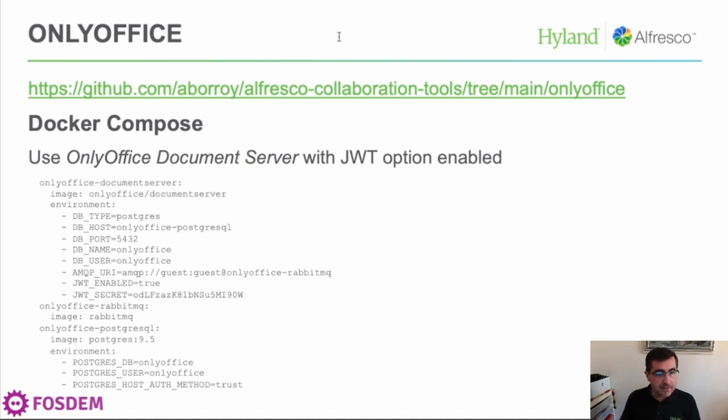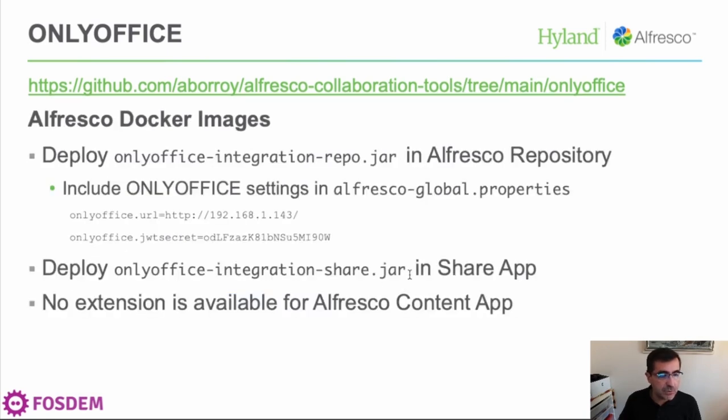The deployment provided, again, on the Alfresco Collaboration Tools project with the OnlyOffice folder, is just using the OnlyOffice document server, but with the JWT option enabled, because we are using the latest version of the document server, so we need to enable this authentication. So we are using this secret, and we are sharing this secret in the OnlyOffice document server, and we are also applying that to the Alfresco repository. So we are deploying the jar application in the Alfresco repository, and we are adding this for the Alfresco global properties. So the OnlyOffice URL, remember that this should be also the public URL, and the secret that we are sharing with the document server, with OnlyOffice.